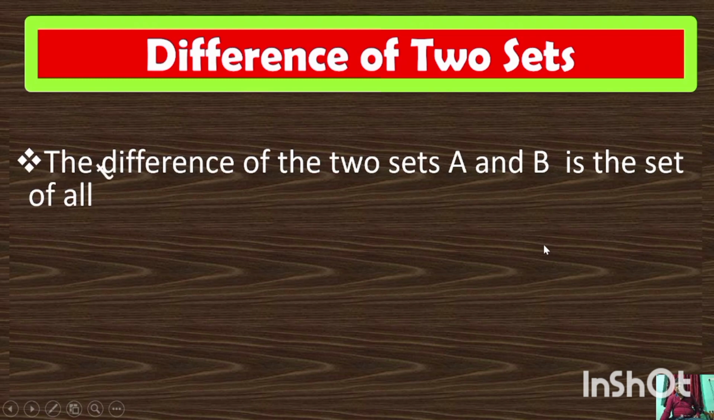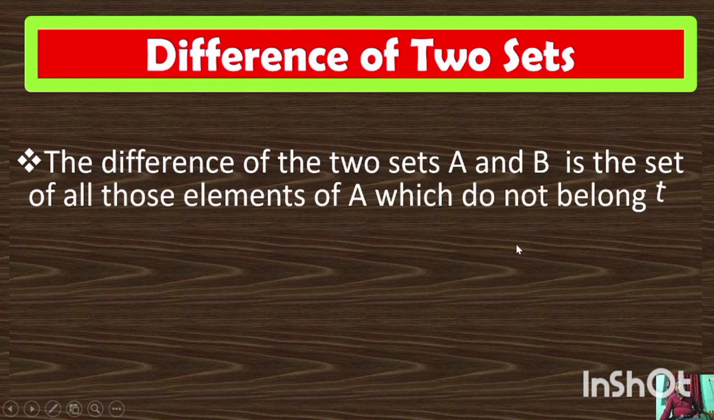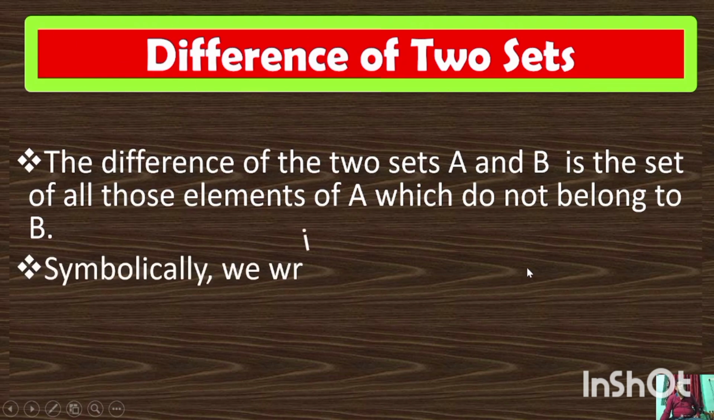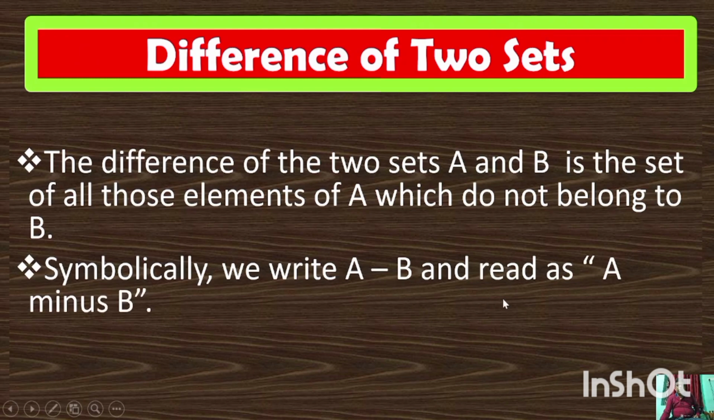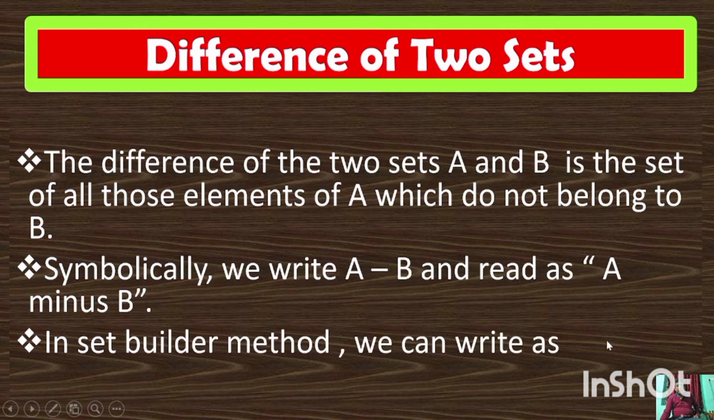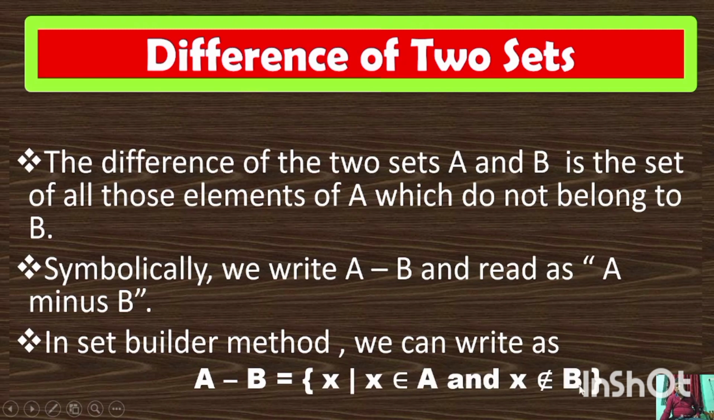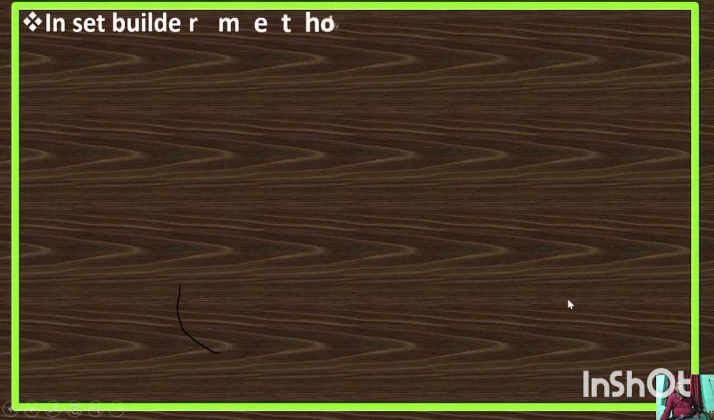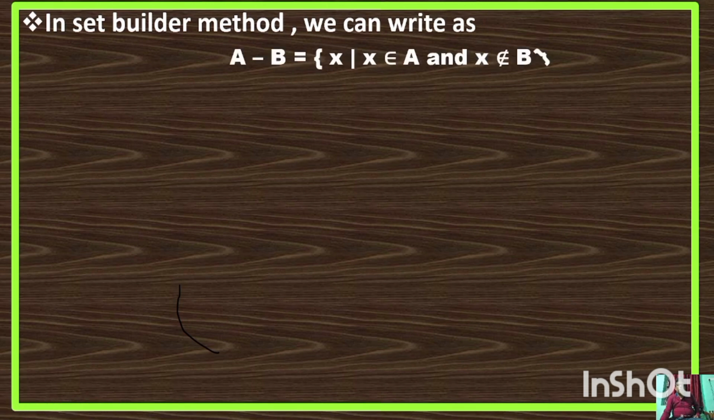The difference of two sets A and B is all of those elements of the set A which do not belong to the set B. Symbolically we write A difference B, read as A minus B. In set builder form, we can write A difference B is equal to x such that x belongs to A and x does not belong to B. It means those elements are in A but not in B. We make the set of those elements, and that set is known as A difference B. Similarly, B difference A means those elements in B but not in A. In set builder form, B difference A is equal to x such that x belongs to B and x does not belong to A.